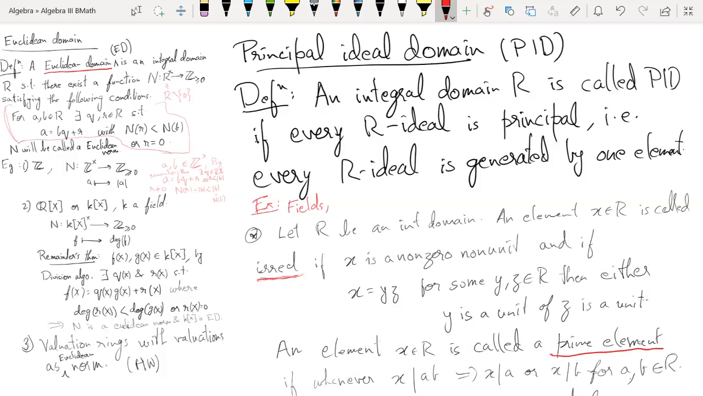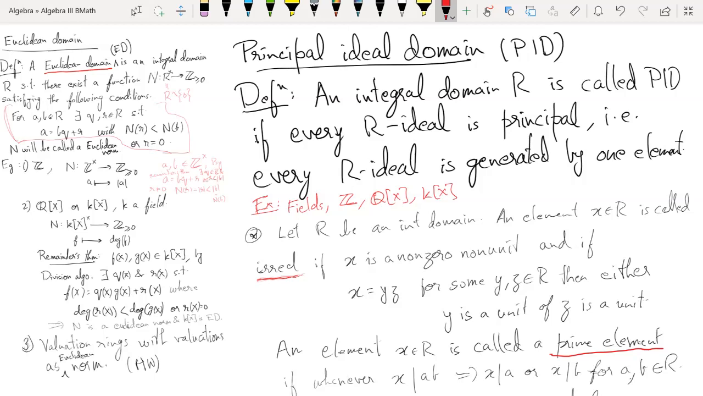So fields are examples. Integers are examples of PID, because we will see that integers are examples, and we'll also see that Q[x], or for that matter K[x], is an example of a PID. In fact, what we'll show is that Euclidean domains are PIDs. So Z, Q[x], K[x], valuation rings, they are all examples of PID. We'll start by studying some characteristics of PIDs, and then we'll get to examples.